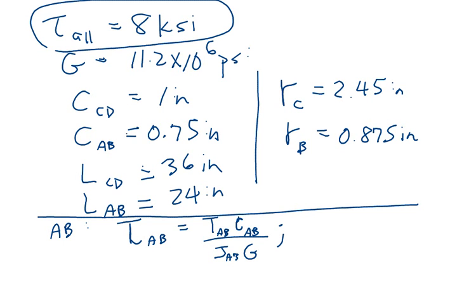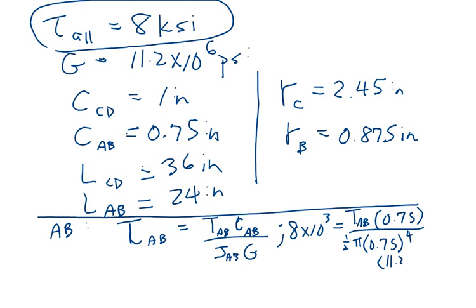So we know tau. We're going right up to 8 KSI, so that's 8 times 10 to the third. It's equal to torque in AB, that's what we're solving for. C in AB is 0.75. J is 1/2 pi times 0.75 to the fourth. And G is 11.2 times 10 to the sixth. So solve for torque AB. You're going to get some value.